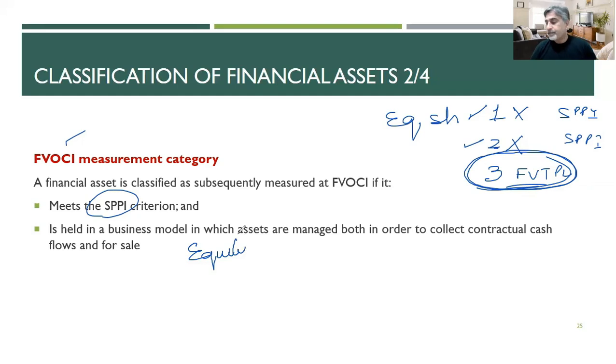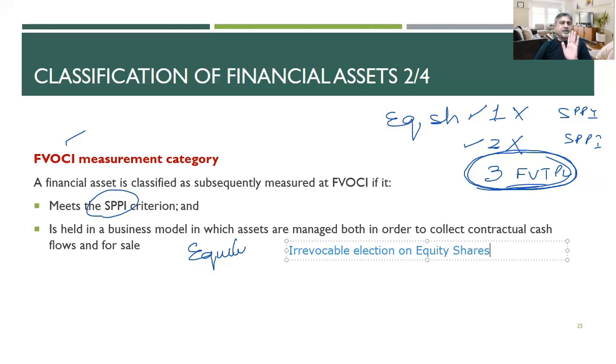We call it, let me just write it down. I should have been talking about it later, but because I started the discussion, let's roll it up here. We call it irrevocable election for equity shares.